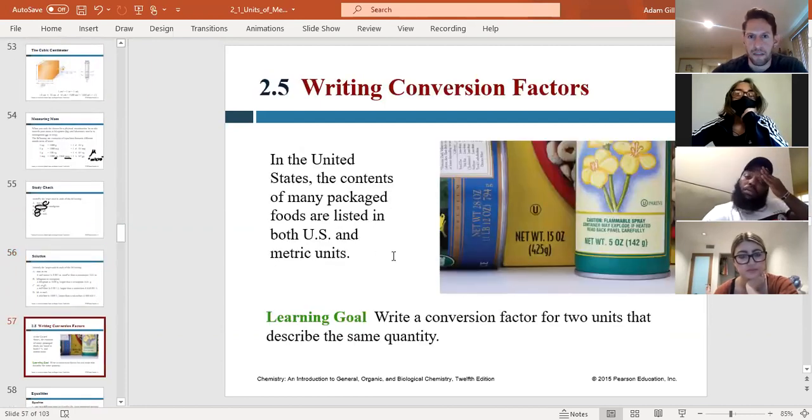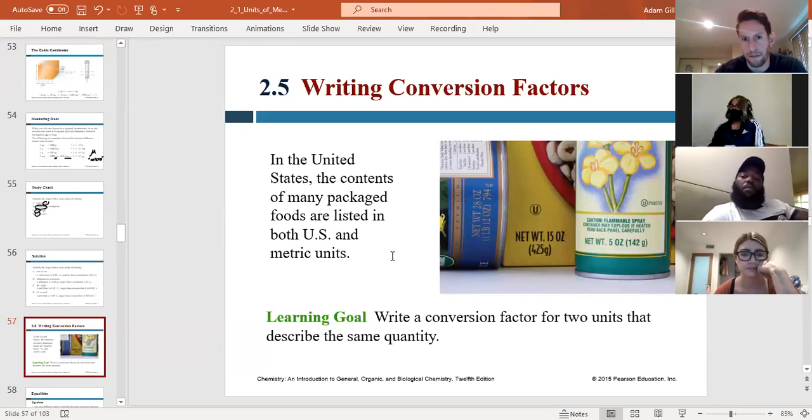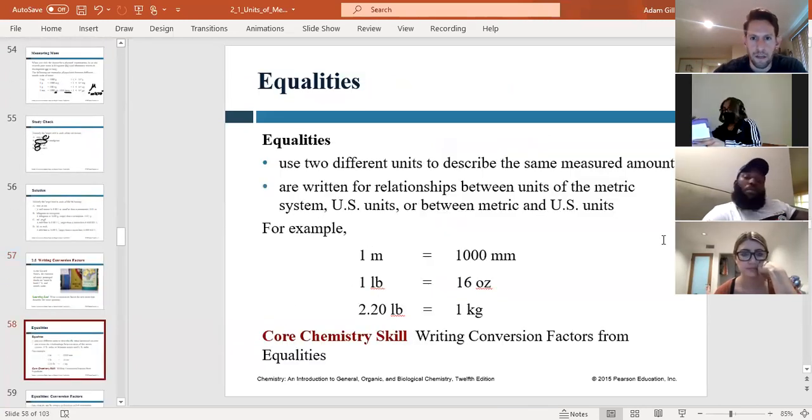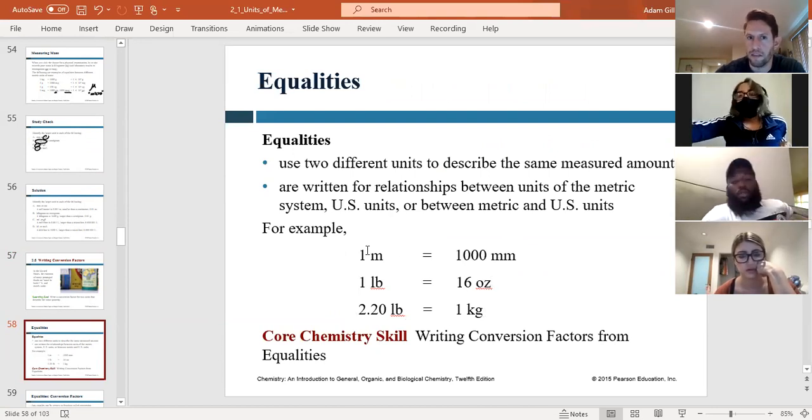All right, so conversion factors are the next thing we're going to talk about. A conversion factor is converting from one unit to another. So here are some equalities, right? A meter is the same thing as 1,000 millimeters. A pound is 16 ounces. 2.2 pounds is 1 kilogram. These are your equalities, right? 1 meter equals 1,000 millimeters.